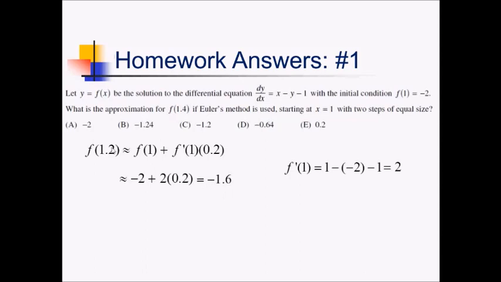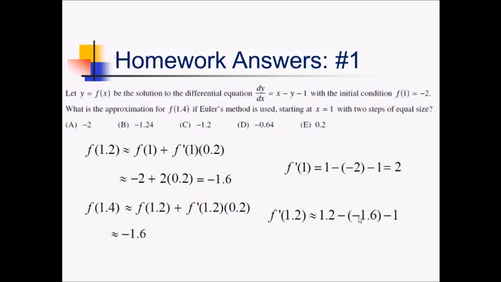All right, so for the next thing, I need f of 1.4, which is what I'm ultimately looking for. That's approximately f of 1.2 plus f prime at 1.2 times 0.2. f of 1.2 was approximately -1.6. f prime of 1.2, that's going to be the x value 1.2 minus our approximated y value of -1.6 minus 1. So that's 2.8 minus 1, which is 1.8. So I've got plus 1.8 times 0.2, -1.6 plus 0.36. That's going to be -1.24, which gives us choice B.